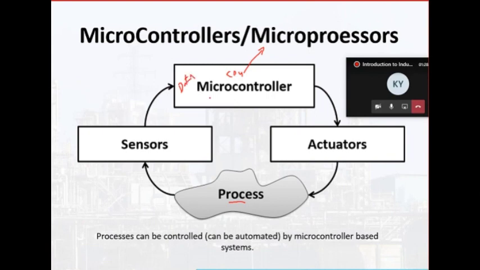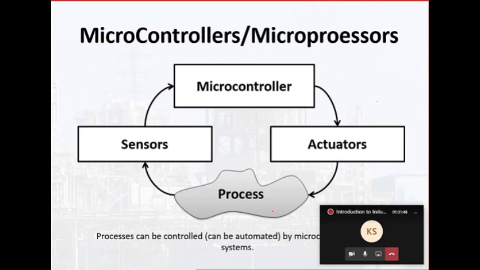And also we have a program or instruction. Based on this data and program, the controller is going to send some control signals or commands to the actuator. The actuator will control the process. Okay. So this is how a basic automated system works. This is how an automated control system is going to look.